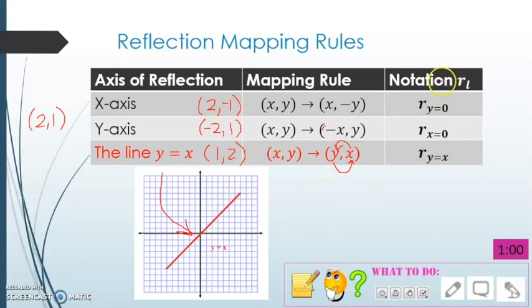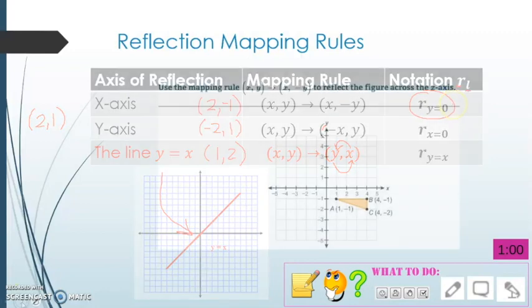Now in this last column, you can see another way that you might be shown information about a reflection. Reflections use a lowercase r to denote that that's what you're doing. And then underneath the lowercase r, you will see what will be reflected over, so the line that you will be reflecting over. So to reflect over the x-axis, you would see r sub y equals 0.